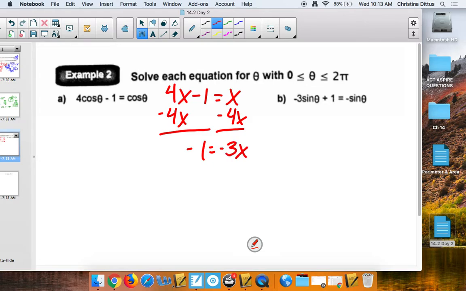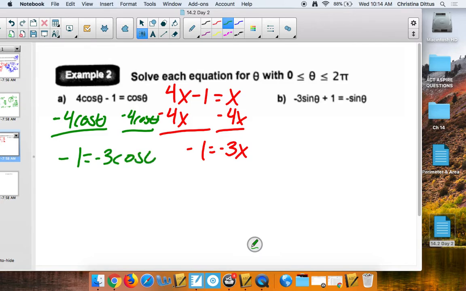Now we're just going to translate it over to our cosine. Same thing, except instead of subtracting 4x, I'm going to subtract 4 cosine. I still get the same thing on my left, -1. On my right, I just get -3 cosine theta instead of x.